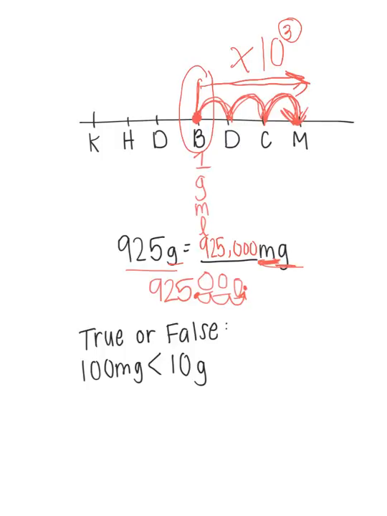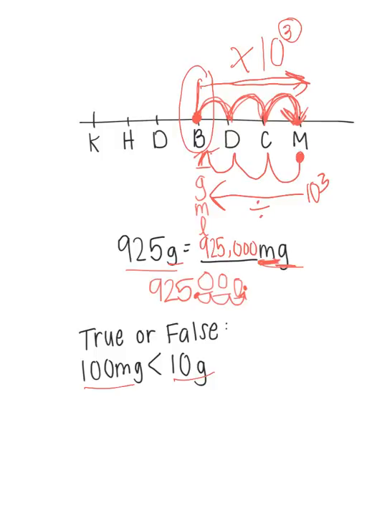Let's try another one. Let's try this true or false. It says true or false: 100 milligrams equals 10 grams. So in this example, I'm going from milli over to grams. So I'm going from a smaller unit of measurement to a larger unit of measurement, which means I'm going to divide, because in 1 gram there's 1,000 milligrams.